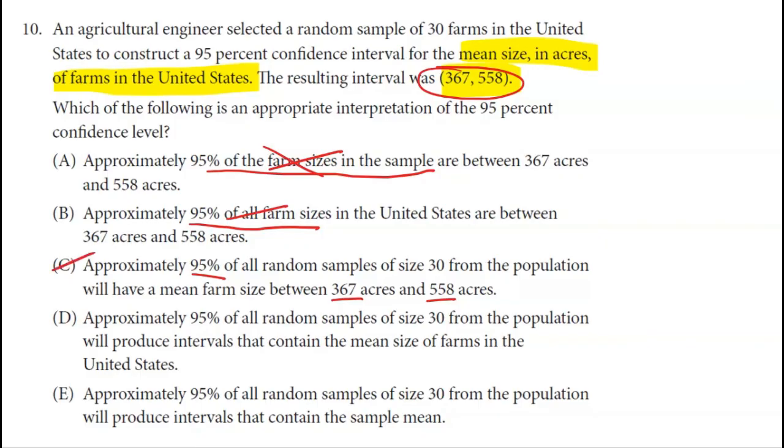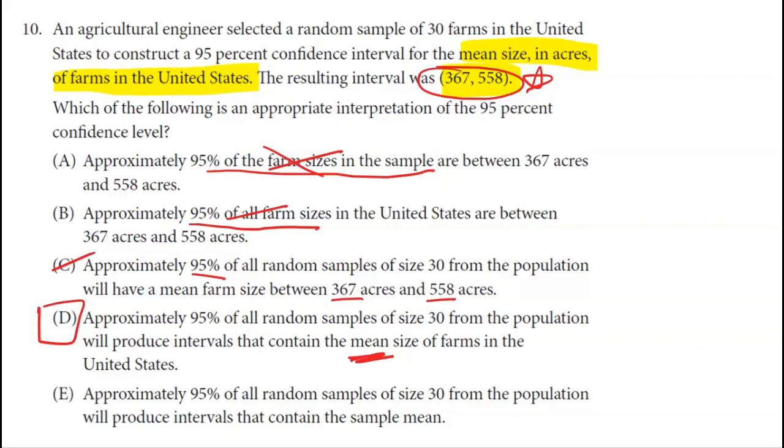Now, D says approximately 95% of all random samples of size 30 from the population will produce intervals that contain the mean size of farms in the United States. That is correct. That is beautifully worded. In fact, that's exactly what 95% confidence means. It's all about the many, many other possible samples out there of sample size 30 taken from the same population. And 95% of those intervals will contain the population mean. I hope mine is one of them. I don't know. I assume it to be.